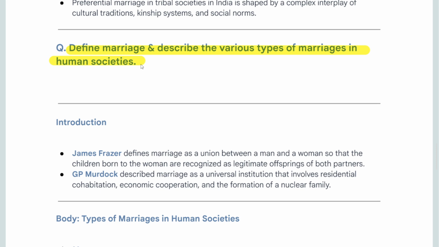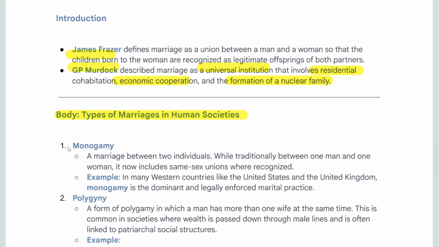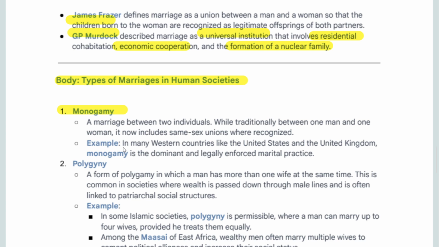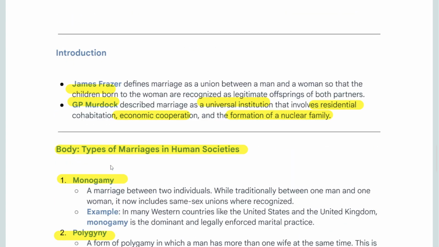G.P. Murdoch called it a universal institution, involving living together, economic cooperation, forming a nuclear family. So traditionally it's about union, kids, family structure. But as we've seen, the forms it takes. Wow. That's where the diversity explodes. How flexible the definition becomes across cultures. Absolutely. Let's quickly run through the main types again.